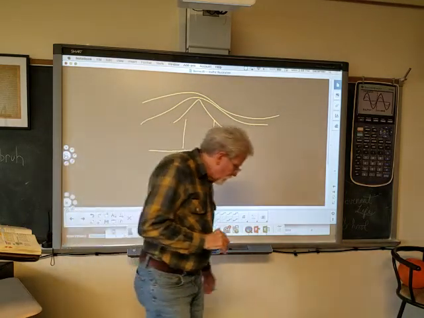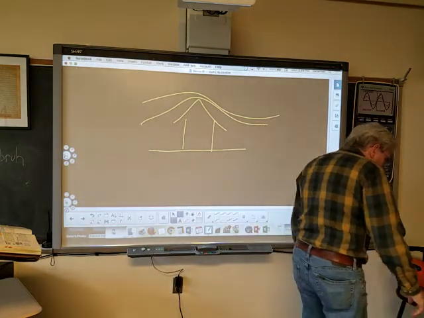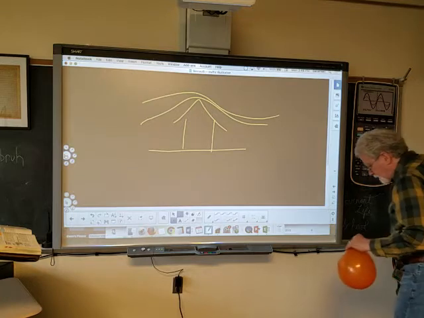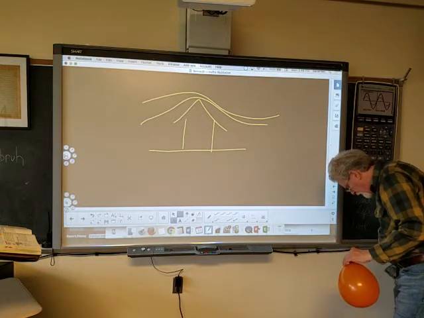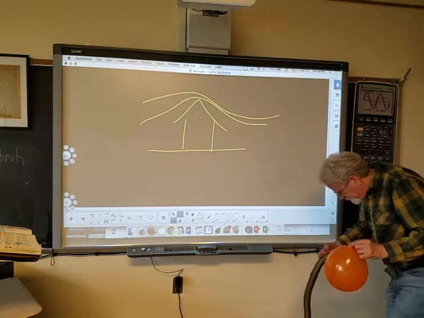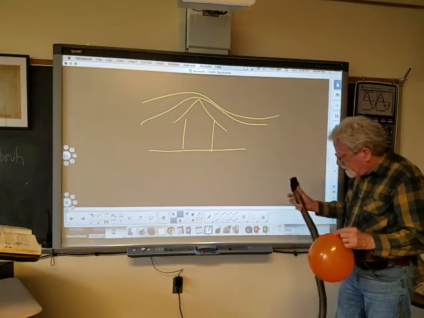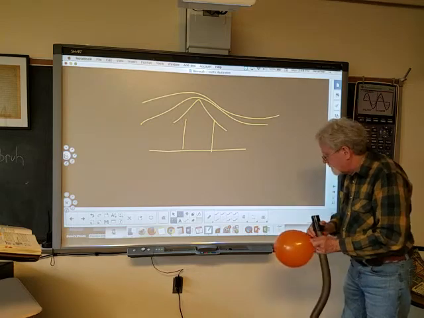Let's see, what other demonstrations? Here's one more demonstration of the Bernoulli principle. This is one of my favorites. This is pretty cool. I've never tried to do this in front of a camera, so I don't know quite how well it's going to work. And this gets kind of noisy, so you might not be able to hear me. But you don't have to hear me, just watch.